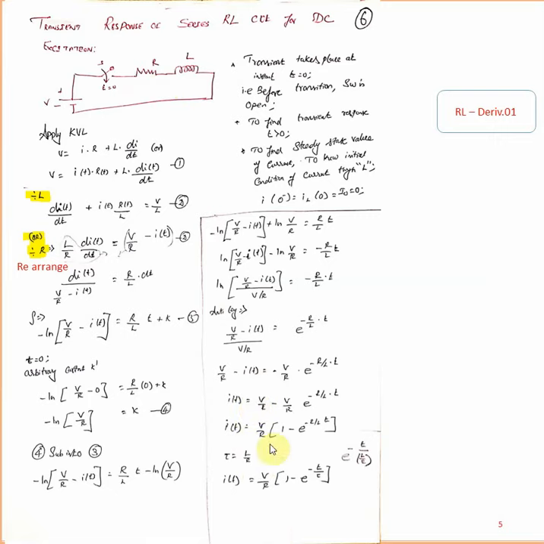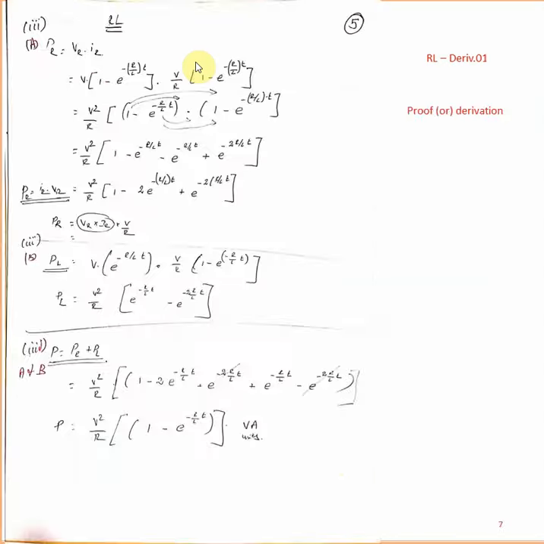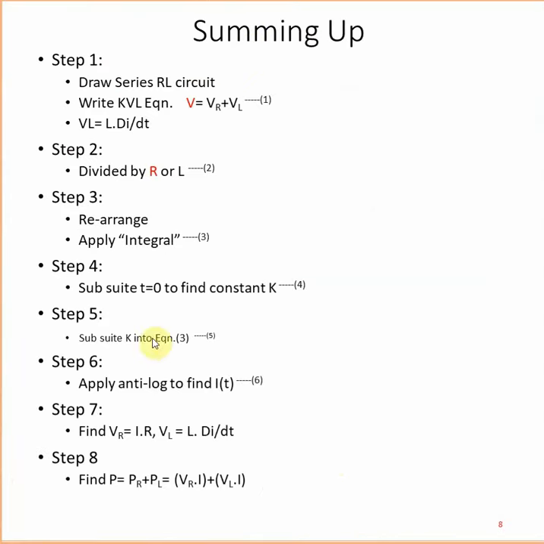So this is the method to derive the RL transient response. This is the simplest summing up, and further you can continue. To find VR and VL: VR by Ohm's law is I into R, and VL is L dot di by dt. Substitute this I value into this place, differentiate one time, then you will get VL.